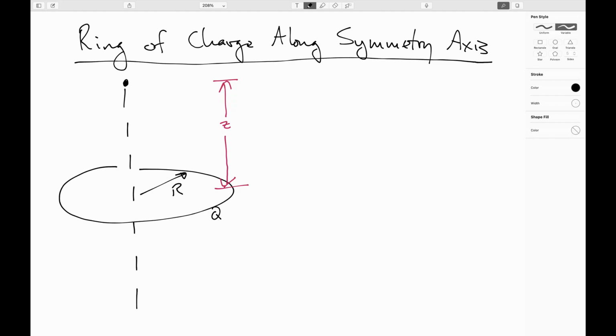In the last video, we started looking at electric fields due to continuous charge distributions for the case of linear charge distributions. Here, we're going to do another sequence of examples. We will start first with a ring of charge along its symmetry axis, extend that to a disk of charge along its symmetry axis, and then finally extend that to an infinite sheet of charge.